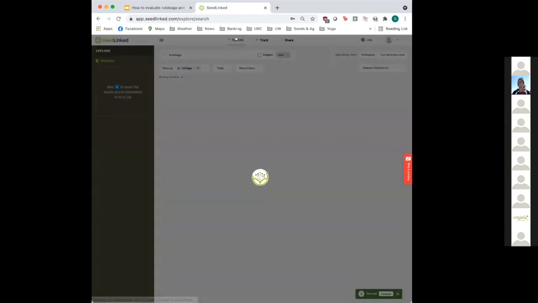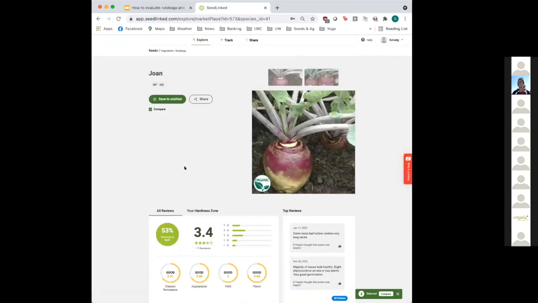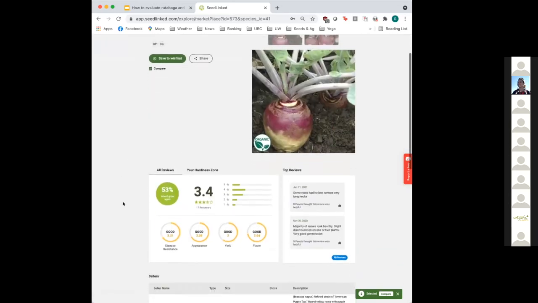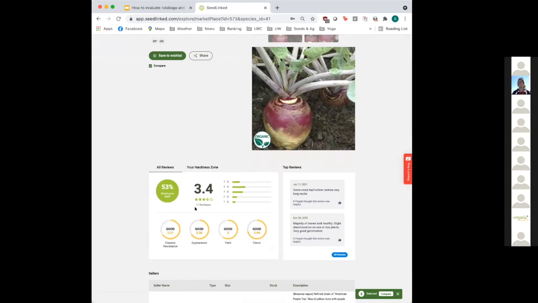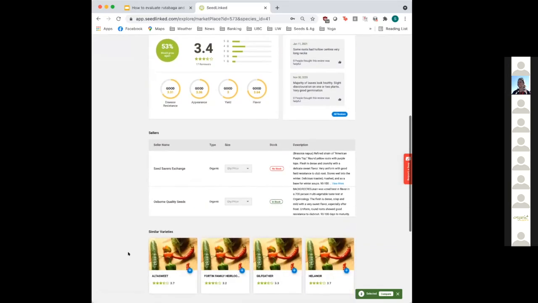Okay, let's just take a quick tour of the Explorer tab. So the Explorer tab lets you see what other growers have observed about varieties, and also work at sourcing those varieties. So say I go to Joe and rutabaga, I can see ratings from 17 reviewers, and some average ratings for a few traits. I can see some comments, and I can also see a couple of places to get that seed.